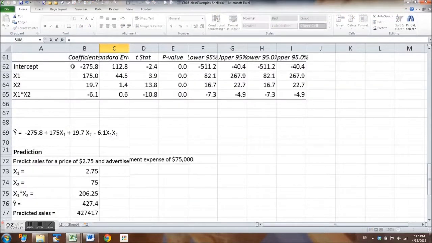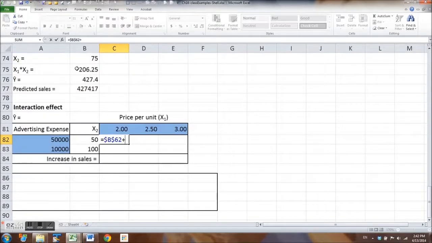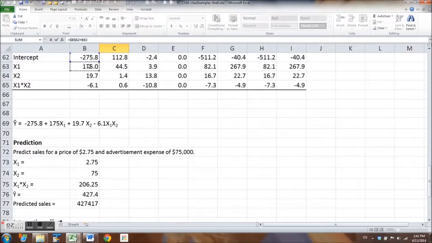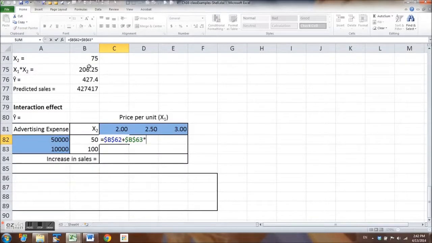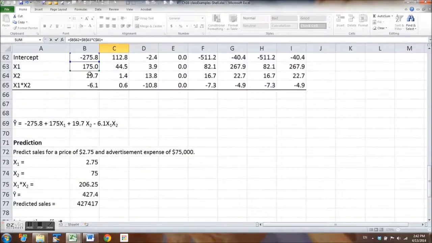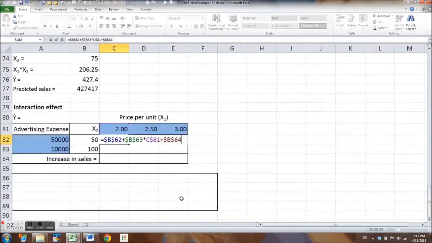So we have b sub 0, and we need to absolute reference this so we can copy properly, plus b sub 1, absolute reference that, times the price. So price is right here, and we need to absolute reference this properly. We need to allow the columns to change but rows to not change. Plus b sub 2, that should be absolute referenced, times x sub 2. Here column should remain fixed, row should be allowed to change. It should be like that.